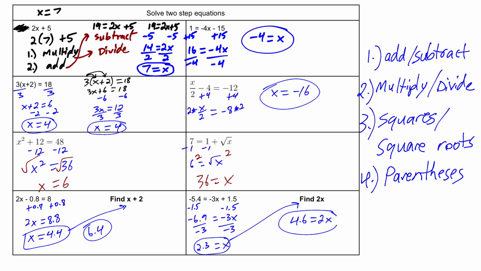So the order of steps that we take are generally to add or subtract things first, then multiply or divide, and squares or square roots are next, and then parentheses. If you think about the order of operations, PEMDAS, this is the reverse of the order of operations, because we are working backwards to figure out what the variable is.